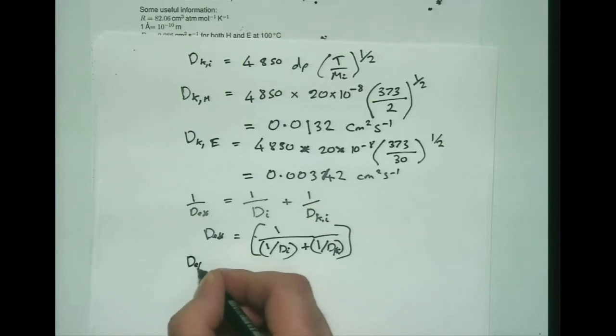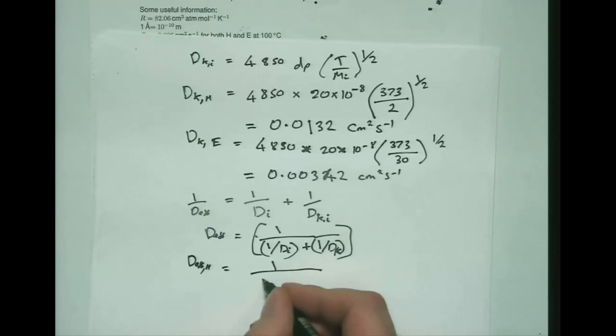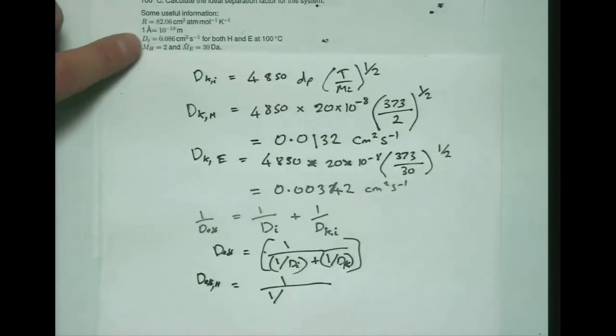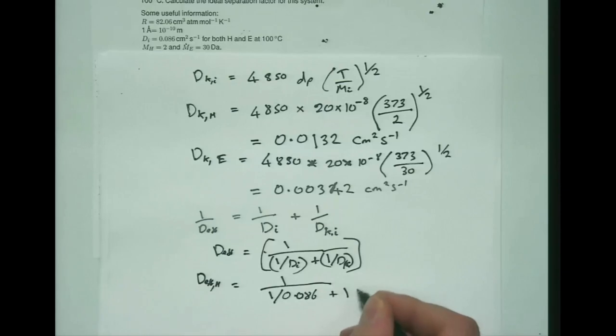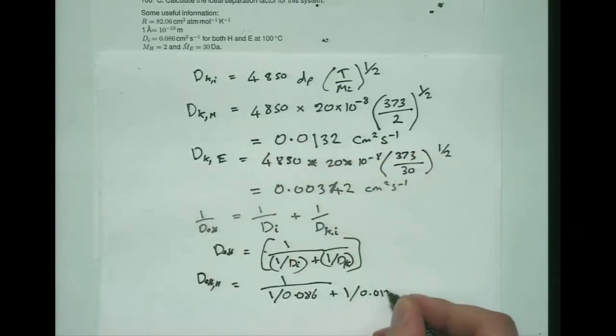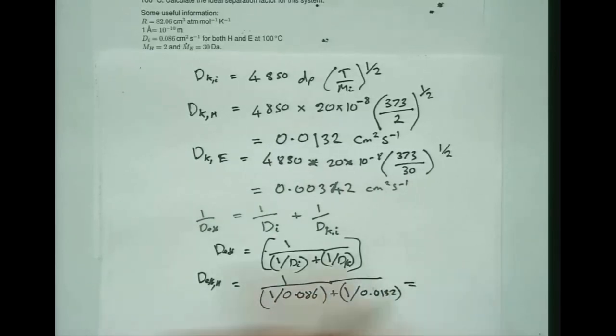So if we want to do it for hydrogen, we're told in the question that D_I, which if you remember is our normal molecular diffusion, at 100 degrees C we can take as 0.086 for both hydrogen and the ethane. Then we add 1 over our Knudsen diffusion coefficient for hydrogen. So our effective diffusion coefficient for hydrogen is 0.0114 centimetres squared seconds to the minus 1.